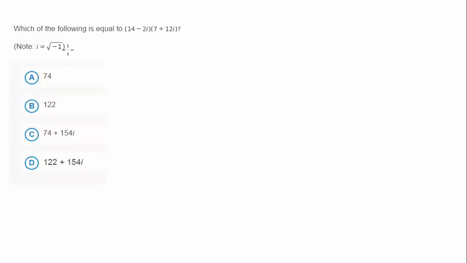you would add it just like any other variable, but if you're multiplying it, you have to think about the different powers of i. So let's just review those. i to the 0, any number to the 0 is 1. i to the first, well, that's just i, which is the square root of -1. i squared, that's the square root of -1 squared, which is -1.